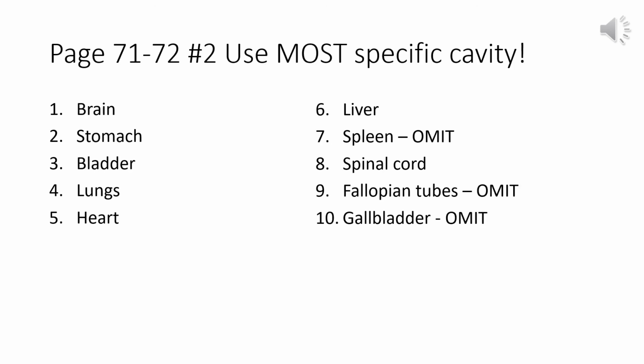At the bottom of page 71, and continued on page 72, I'd ask you to write the name of the body cavity that each of the following organs and structures is found in. What I tell my class is to use the most specific cavity. For example, the brain is found in the cranial cavity. You could have technically said the dorsal body cavity because it is on the backside, but do try to use the most specific cavity, so we would be talking about the cranial cavity.